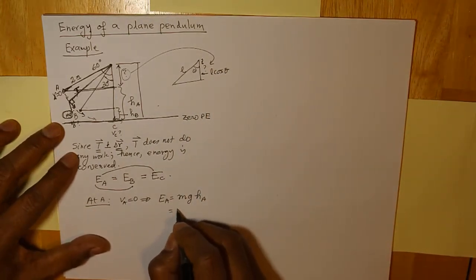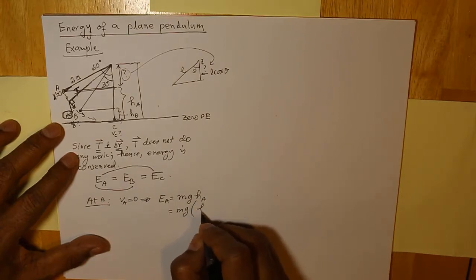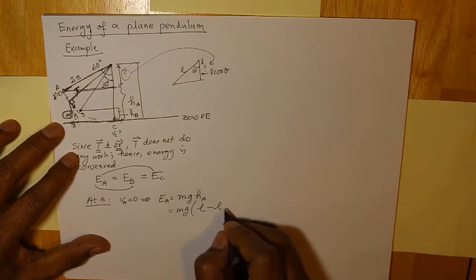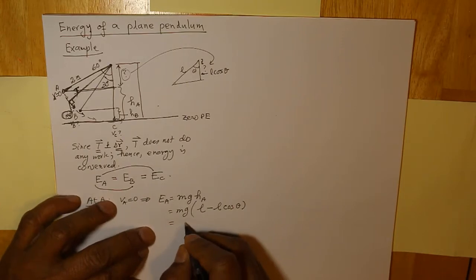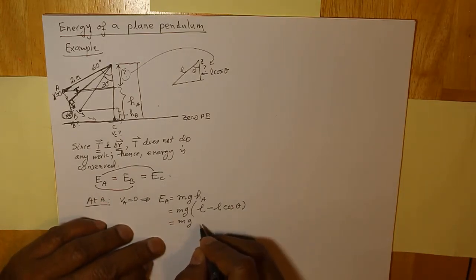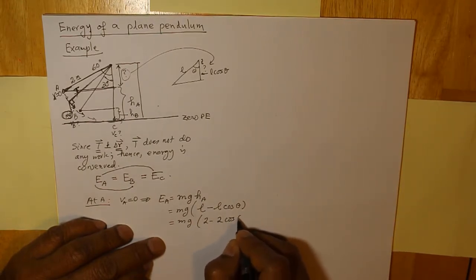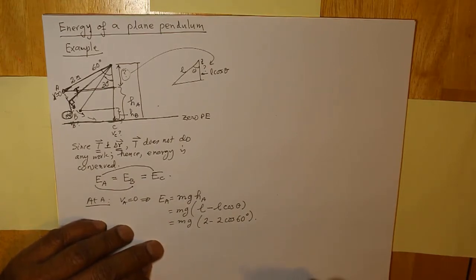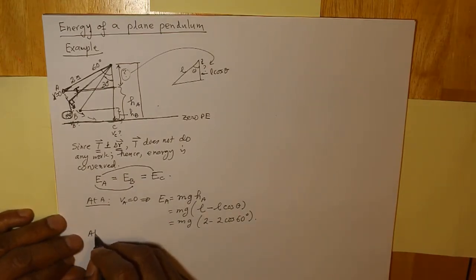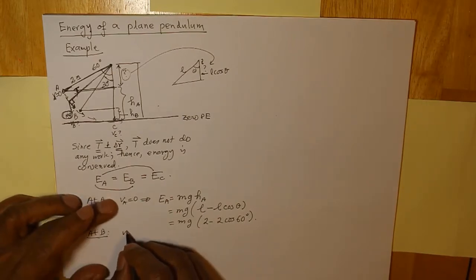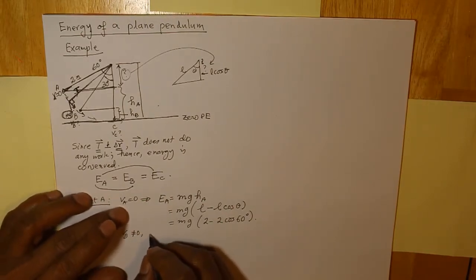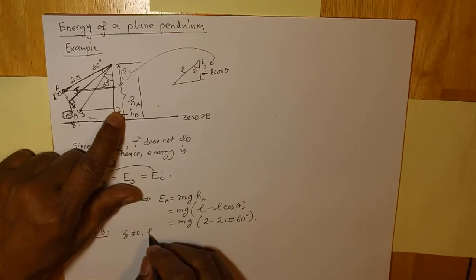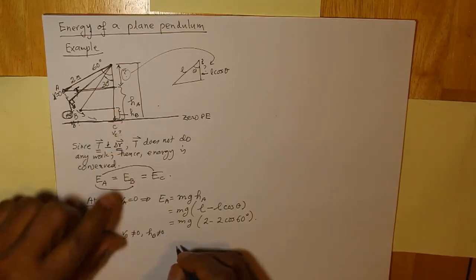So EA is mg times L minus L cosine theta, and theta is 60 degrees. So this is mg times 2 minus 2 cosine 60 degrees. At B, we don't know what VB is. Definitely it is not 0. And HB is not 0, so we're going to have to write both of them.